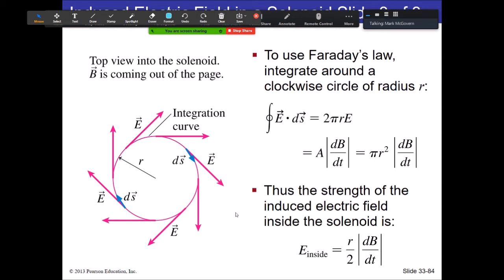If we do a circular loop, then the electric field at a given location from the center is going to be constant, right? There's going to be some symmetry here. So you can take the E out of the integral, and the path length is just the circumference of the circle here. So that's going to be 2 pi r E. We set that equal to A dB/dt. A is given by pi r squared. We solve for E, and we have this nice expression here.